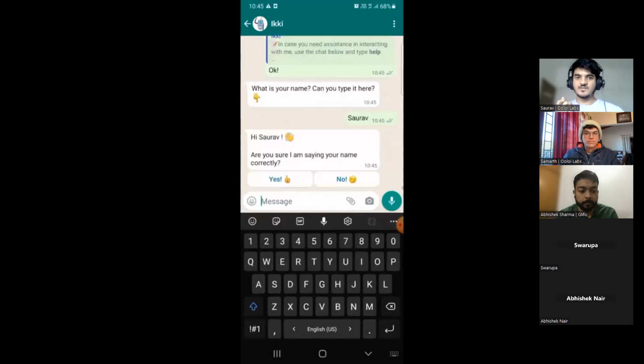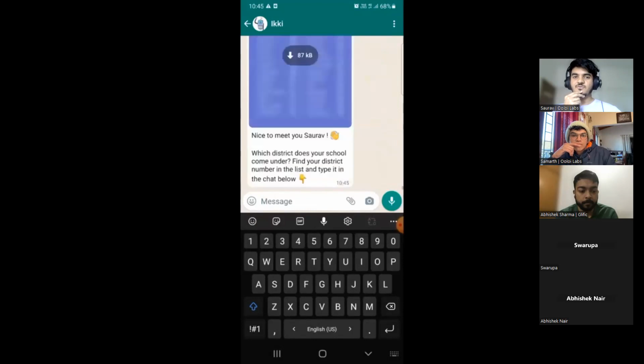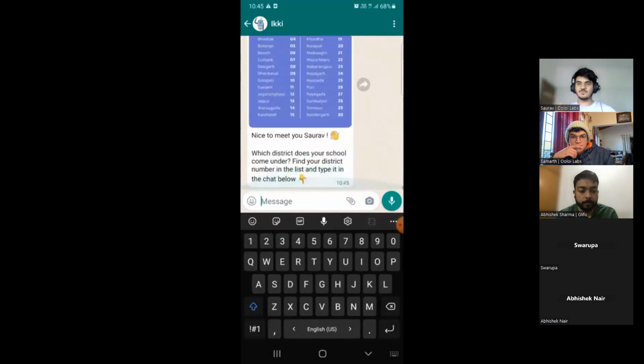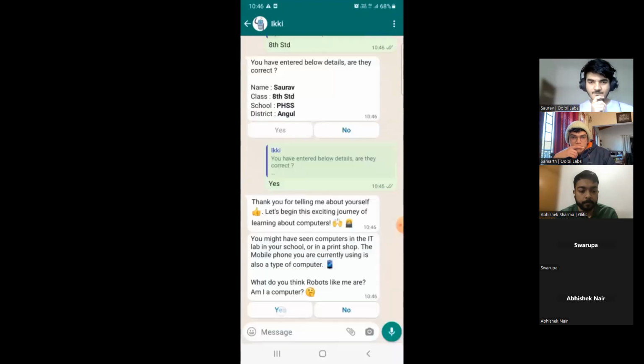Again, taking in user input and then confirming, because while we were doing research, we saw that many of these students would type things like "my name is Saurav," so that would get reflected everywhere throughout the chatbot. So we confirm: am I saying your name correctly? It also makes the whole interaction more conversational.